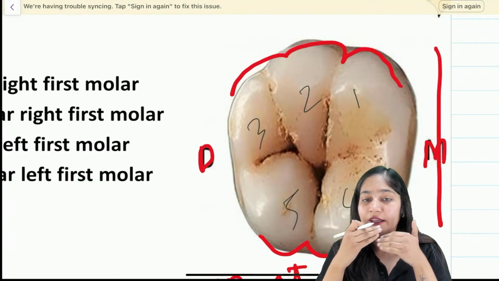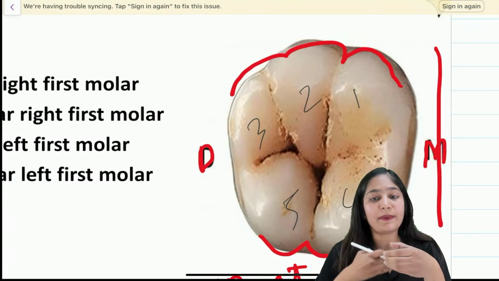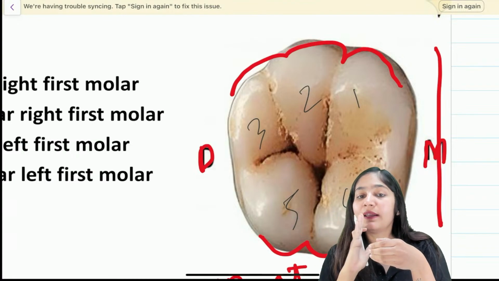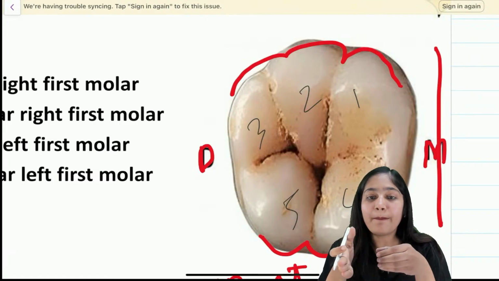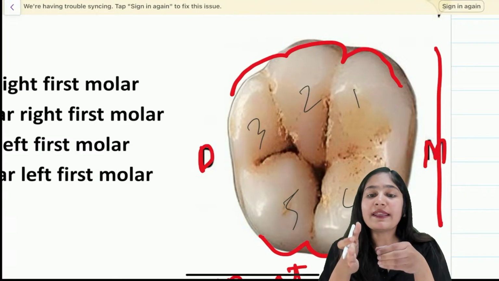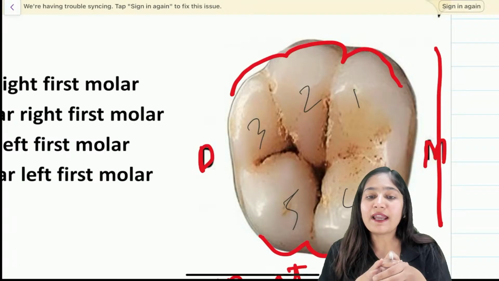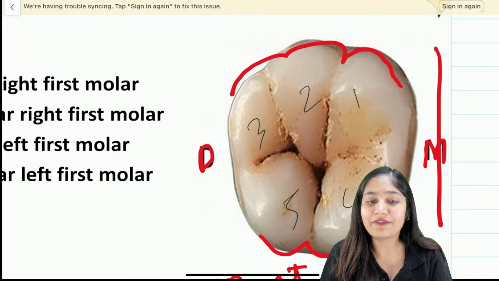So if the tooth is placed this way, the buccal side is coming buccal side and lingual is coming lingual. So it is proper, and mesial aspect is towards the midline. This is our midline and mesial aspect is towards the midline, definitely. So as the mesial aspect is towards the midline, it is of which side? Left side. It is of left side.